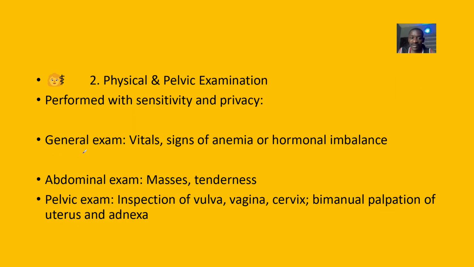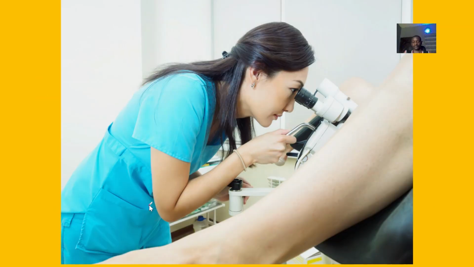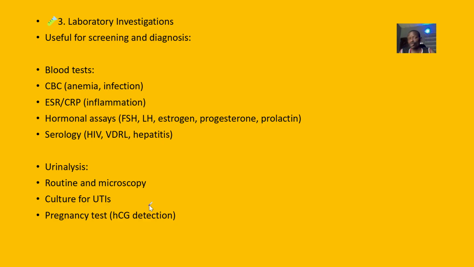Then for the physical and pelvic examination, it is usually performed with sensitivity and privacy. Okay, that's all those examinations. So general examination, you take the vitals, take note of the signs of anemia, then you also detect if there are any abnormalities with hormones. Abdominal examination, you are trying to see if there are masses or tenderness. Alright, pelvic examination, you are trying to check out the vulva, the vagina and all, to see if there are any abnormalities with that. Okay, you can see that this one should be hysteroscopy, right? Okay, or colposcopy.